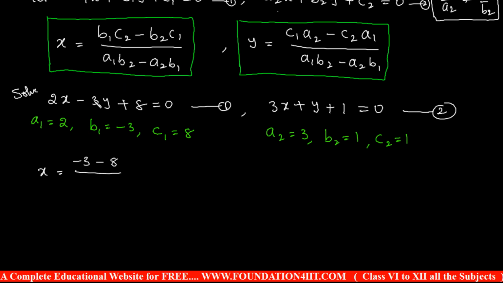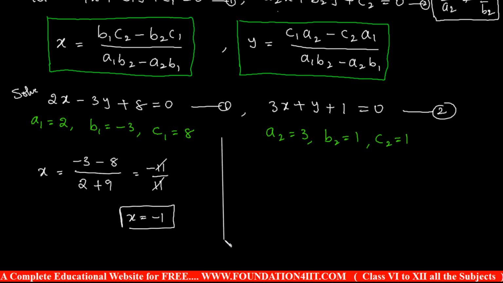a1 is this, b2 is 1, 2 ones are 2, minus, formula minus you keep first of all, and a2 into b1. a2 is 3, b1 is minus 3. 3 into minus 3 is minus 9. Already minus is there, so minus into minus is plus 9. This is minus 11 by 11. That is equal to minus 1. Okay, minus 11 by 11, 11 cancel. x we got minus 1 directly.